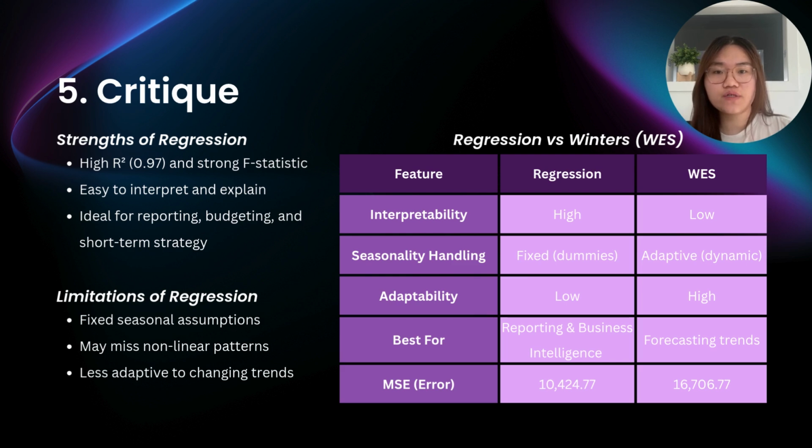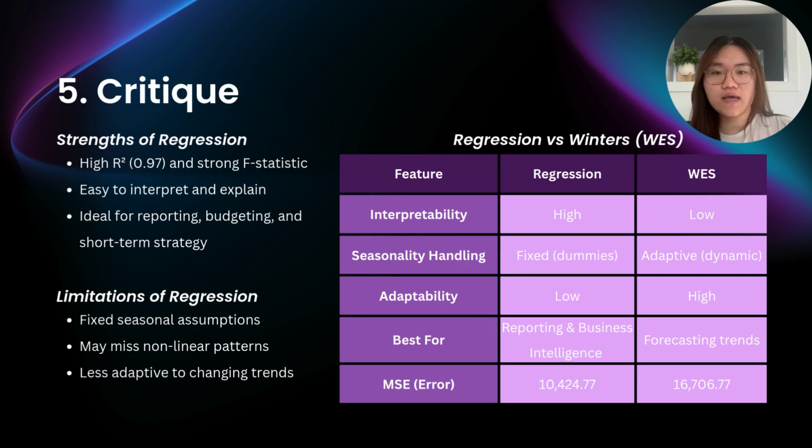Another major strength is that the coefficients are easy to interpret, which is extremely helpful when presenting forecasts to business stakeholders. However, there are some limitations. A few month dummies are not significant. Also, the residual plot shows a U-shaped curve, which suggests the model may be missing some non-linear effects. And finally, the model assumes that seasonality stays constant, which might not hold true if customer behavior changes over time. Now let's compare to the Winters model.